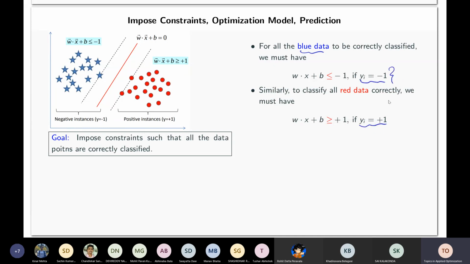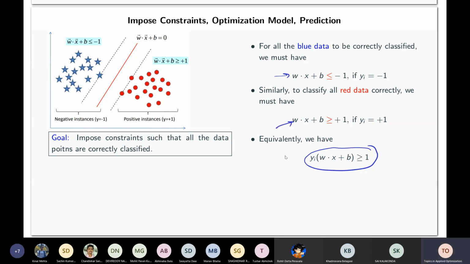Actually, I can combine both of these together. If I combine them, you will see that both inequalities can be satisfied by just this one inequality. Because if you put y equal to -1 and multiply by -1 on both sides, you get this inequality. And if you put y equal to +1, then you get that inequality. So both of these can be combined to get this.